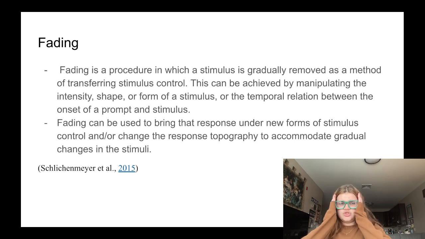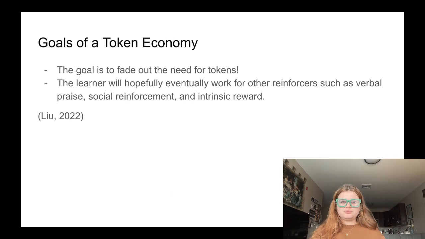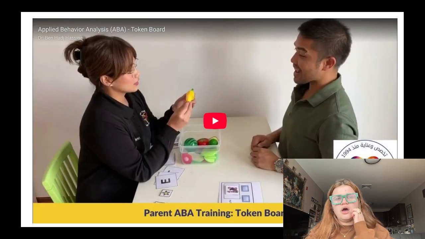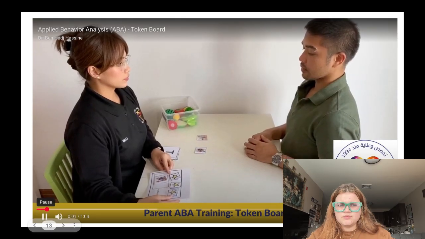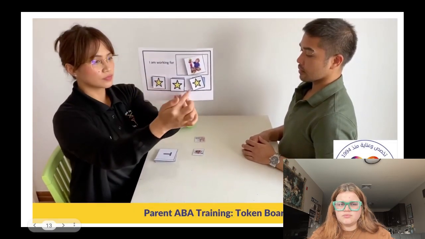So this fading procedure is going to be done in a way that, once again, going back to our slide talking about the goal, we are trying to fade out so these other reinforcers like verbal praise, social reinforcement, and intrinsic reward are equally as rewarding as those tokens or those backup reinforcers. Now we're going to watch a video that gives a great example of how to implement the token economy. How you can use a token board with your child.